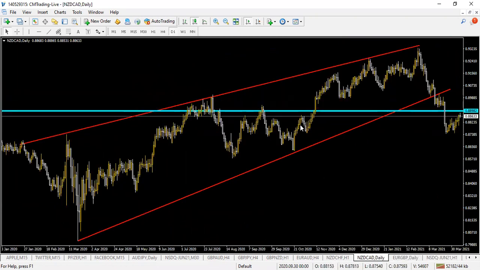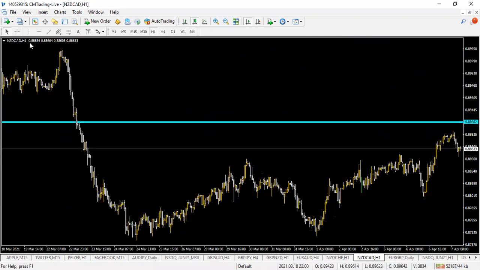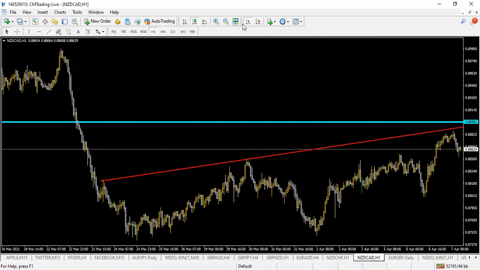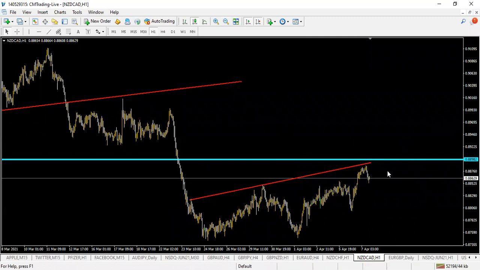NZD-CAD has been in a beautiful bullish market. Now market is falling, right? It's trying to create some lower lows and lower highs. So what you can look at is on a 1 hour time frame and look at this particular structure right here. But I would really love to sell NZD-CAD whenever it's reached the previous highs in this particular case.